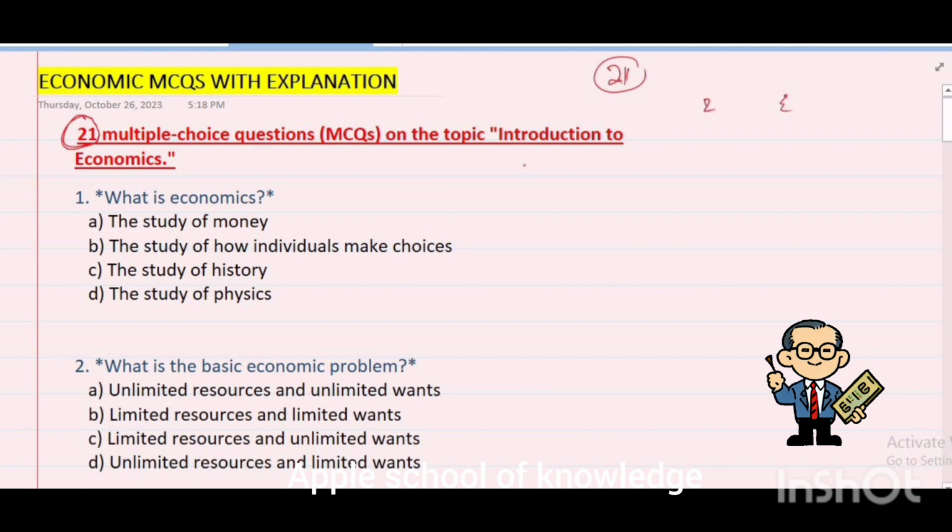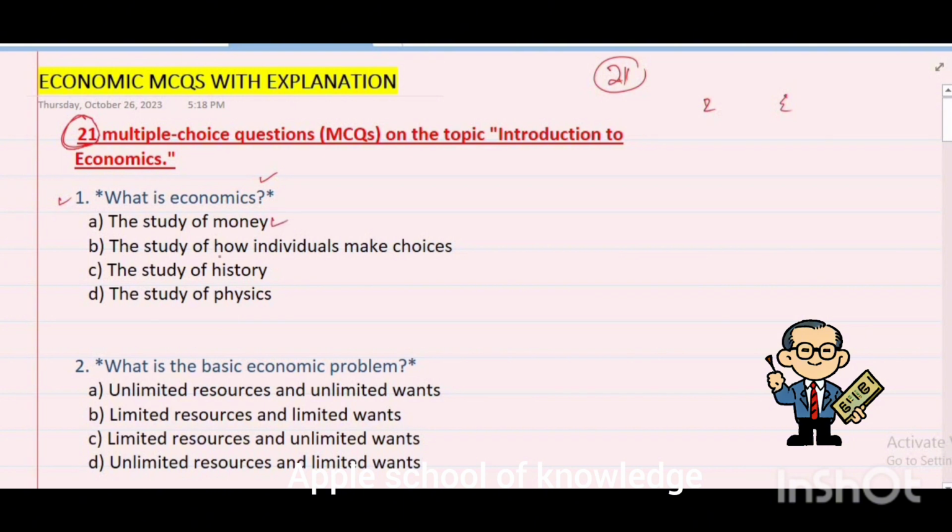So, first we have to start from the introduction to economics. And the past MCQs we have here, what is economics? This is the definition which is very necessary and very mandatory for you people to understand. So we have here four options, option A, B, C and D. The first option is economics is the study of money.